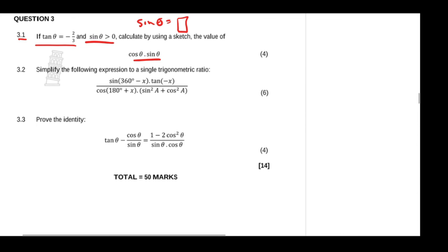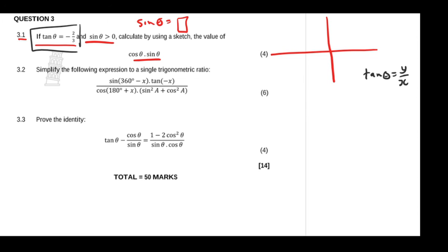So calculate using a sketch the value of cos theta multiplied by sine theta. So we first need to draw a sketch, right? To draw a sketch, we are given this tan theta, which will help us. We know tan theta is equal to y over x, right? Meaning that our y, let's just take our y being positive. Why? Because we are told sine must be greater than 0, and sine is actually y over r, so hence this y must be positive. So we're just going to make it positive 2 over negative 3.